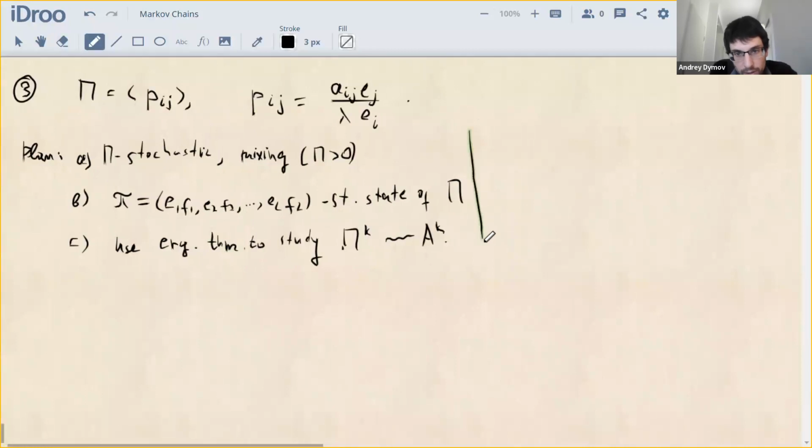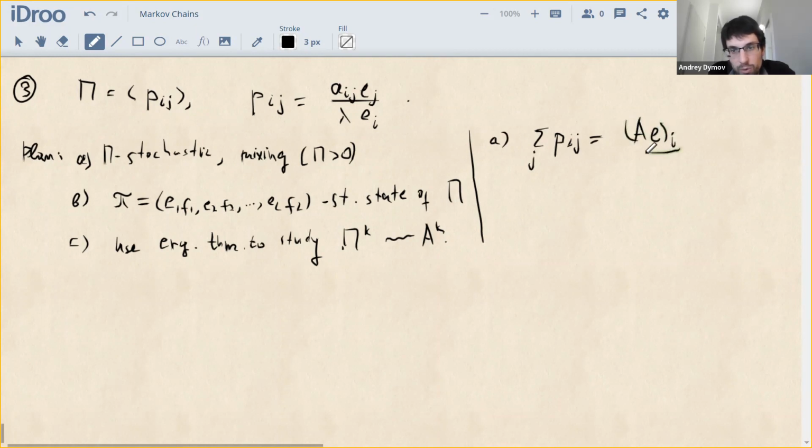So item A. We need to show that this matrix is stochastic. To this end, we need to sum up all its components over rows. Look what it gives. When I sum up over j, it gives matrix A times the vector E, its component number i, divided by lambda e_i, but this is exactly lambda e_i divided by lambda e_i, since E is the right eigenvector. So this is exactly 1, right? So this point A is okay.